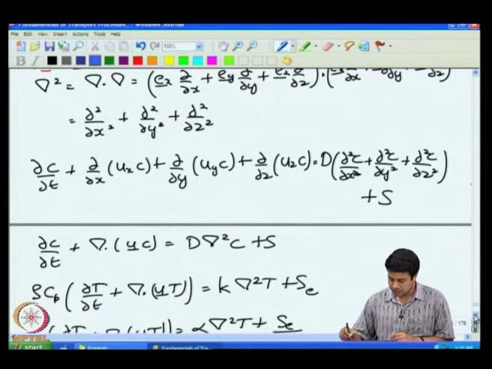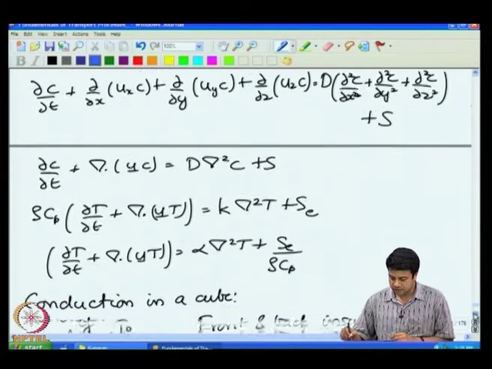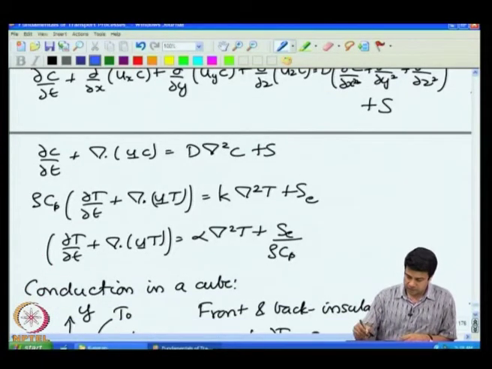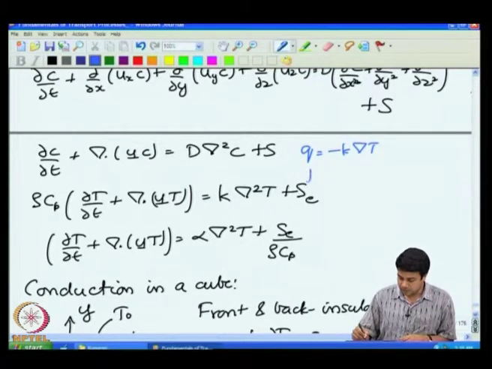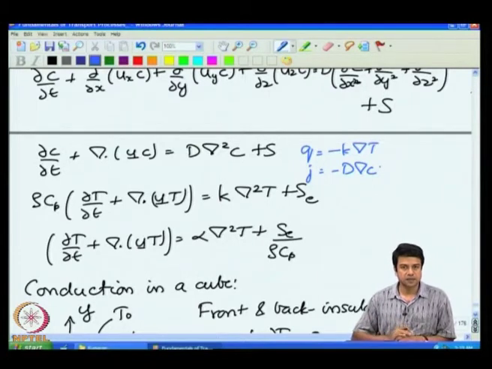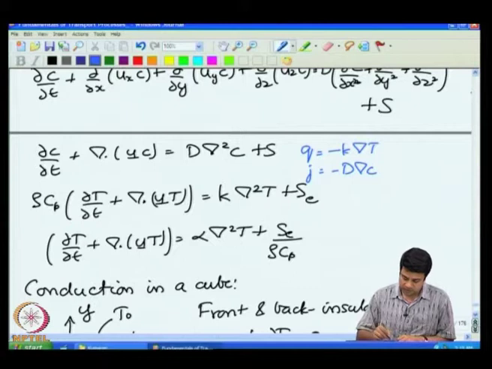And the energy conservation equation can be written in a similar form. The heat flux in Cartesian coordinates can be written as Q is equal to minus K grad T, analogous to J is equal to minus D grad C for the mass flux, where K is the thermal conductivity and Q is the energy flux, energy per unit area per unit time. This is Fourier's law for heat diffusion, and using that I can get this temperature equation.